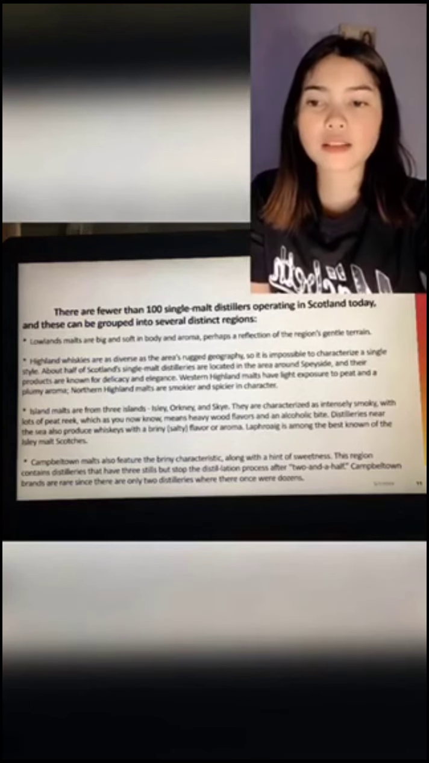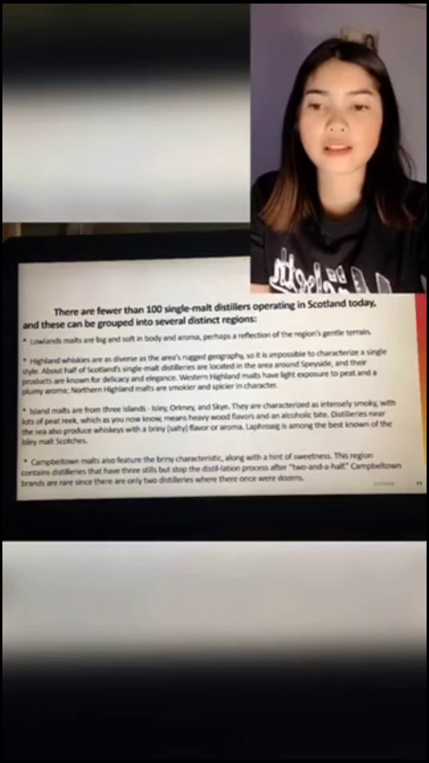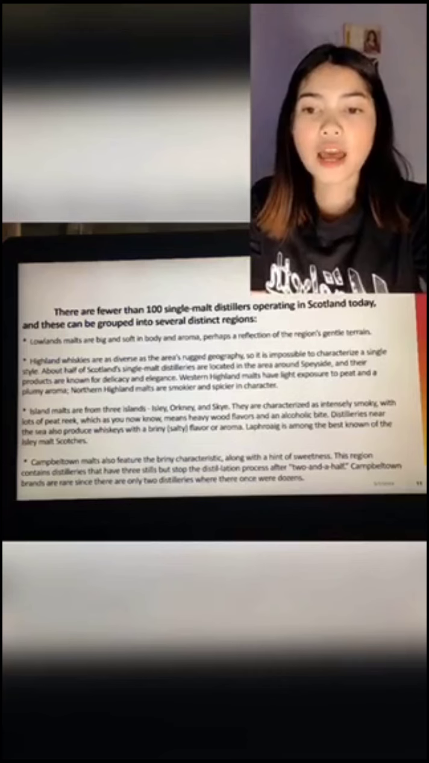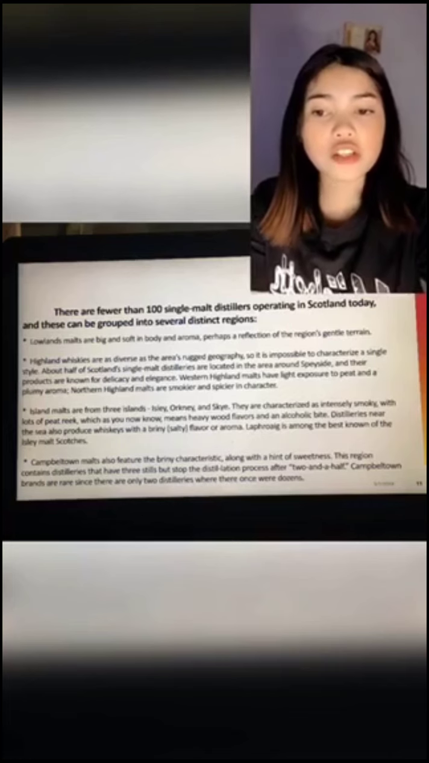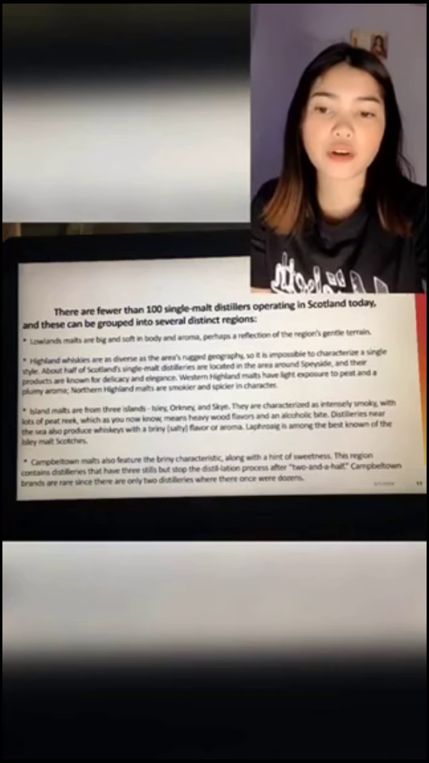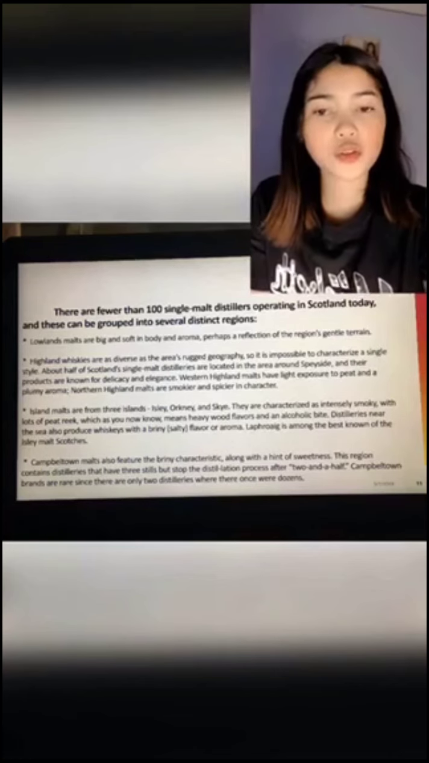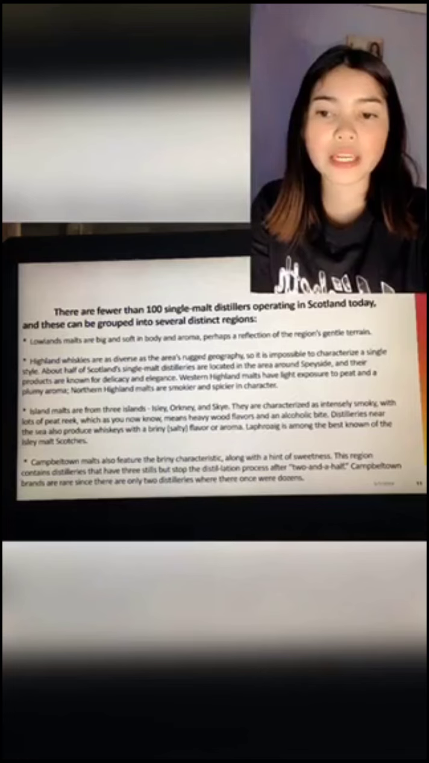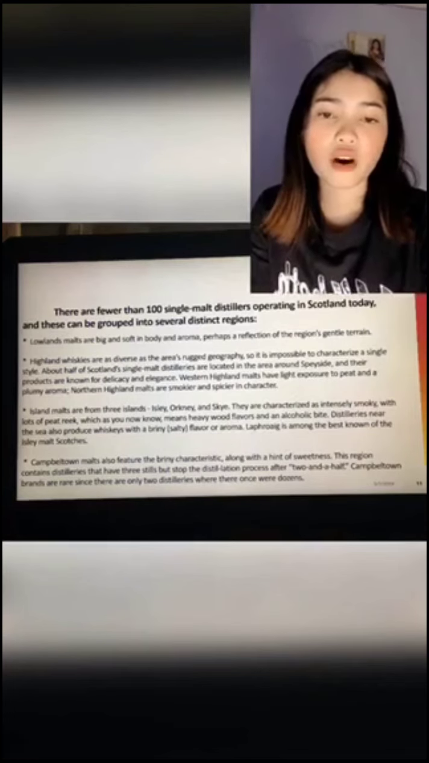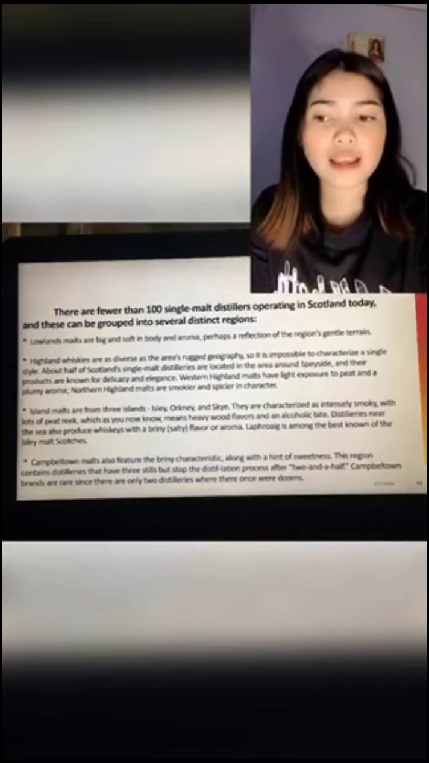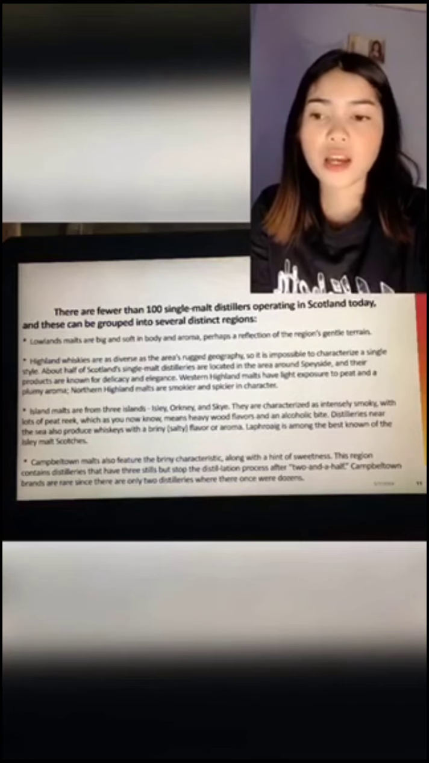Island malts are from three islands: Islay, Orkney, and Skye. They are characterized as intensely smoky with lots of peat reek, which, as you know, means heavy woody flavors and alcoholic bite. Those near the sea also produce whiskey with a briny, salty flavor or aroma. Laphroaig is among the best known of the Islay malt Scotches.